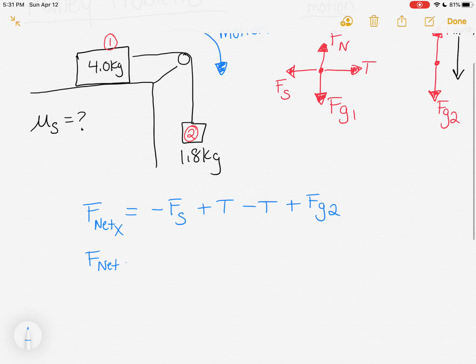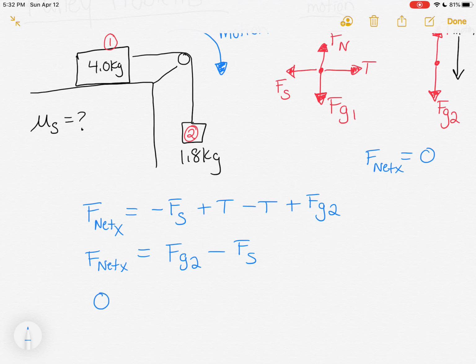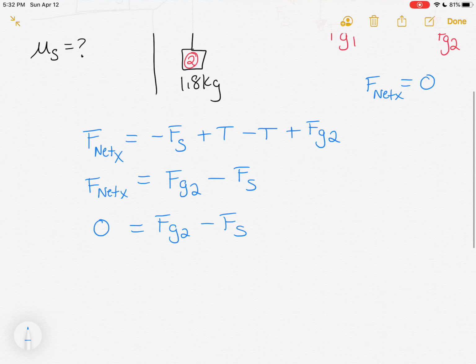And so that means that our F net x is going to work out to be our Fg2 minus our Fs. Okay, so we're going to have Fg2 minus Fs as our F net x. Now, since we knew that this was not moving, we also know that F net x is going to be 0. So we can set that equal to 0. So 0 is equal to our Fg2 minus our Fs. And this is the equation that we're going to use to solve for our coefficient of static friction.